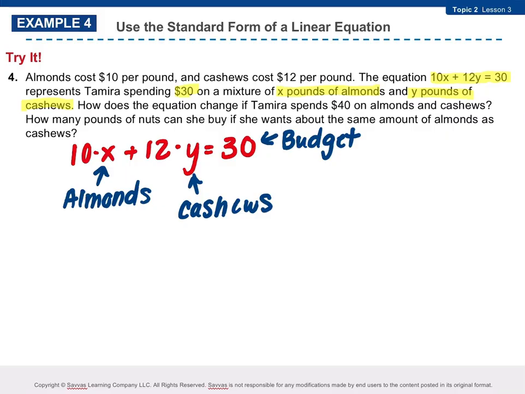So as we read on, the question says, how does the equation change if she wanted to spend $40 on almonds and cashews instead? How many pounds of nuts could she buy if she wanted the amount of almonds and cashews to be the same, right? She wants the same amount of almonds and cashews. So she wants those two amounts to be equal.